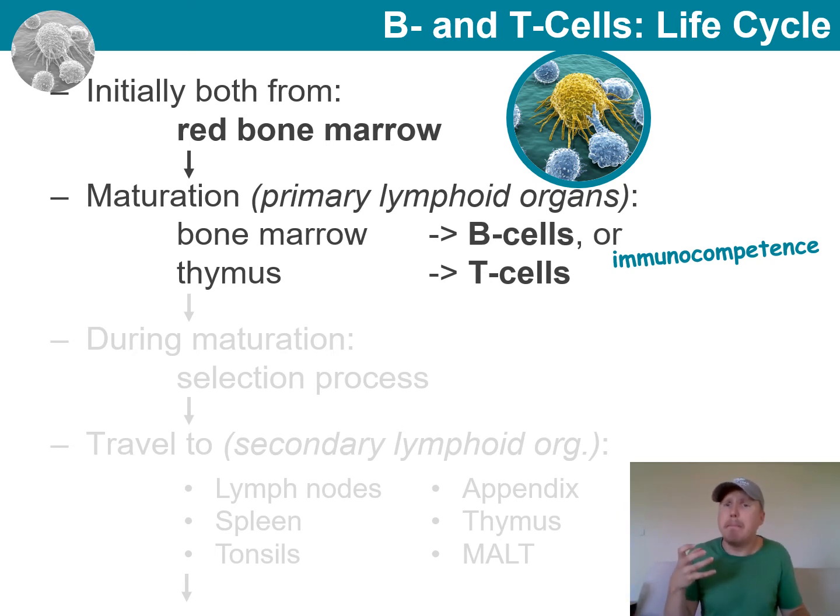So, when B and T cells have matured, they now only display one type of receptor for antigens on their surface. They can only bind to that kind of antigen.